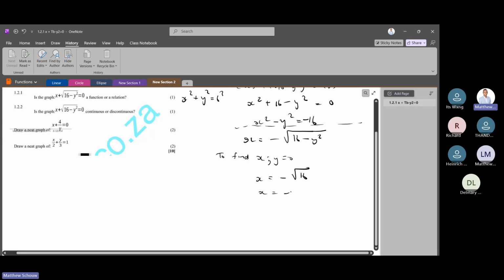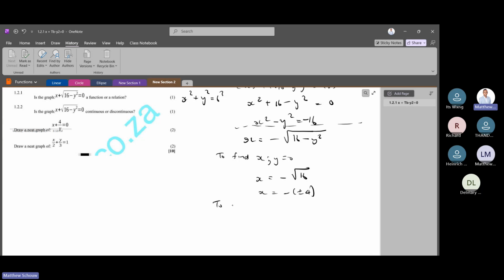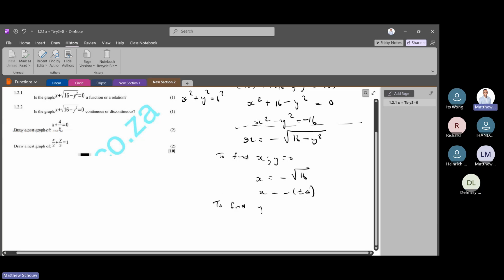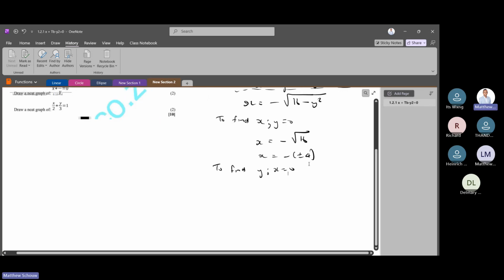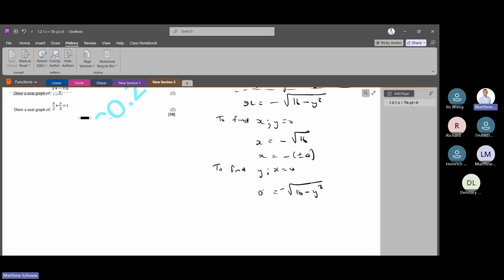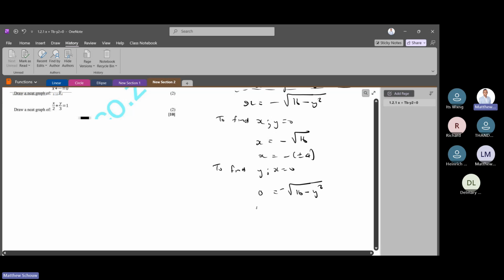Okay, keep it like this. I will just keep it like that for now. To find y, you make x 0. And then here we're going to have 0 equals root of 16 minus that, negative. Then divide by the negative 1 and 0, that's going to be 0. We're going to root the 0, it's still going to be 0. And in the end, we're going to have 16 equals y squared, and then y plus minus 4. Am I right?